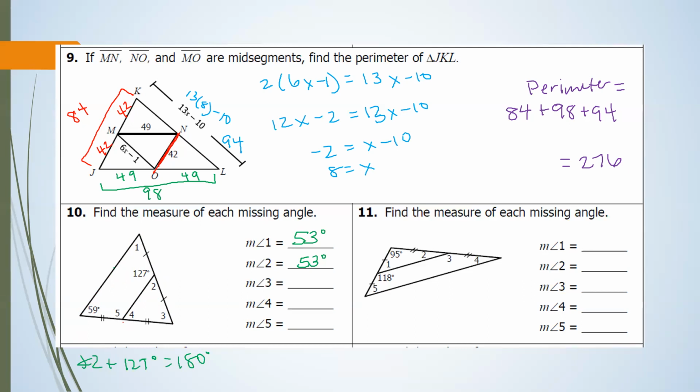So let's see here, these are the parallel lines. Here's a transversal. Oh, these two angles are consecutive interior angles. Consecutive interior angles have to add up to 180 degrees. So when I subtract 59 from both sides, I get the measure of angle 5 is 121 degrees.